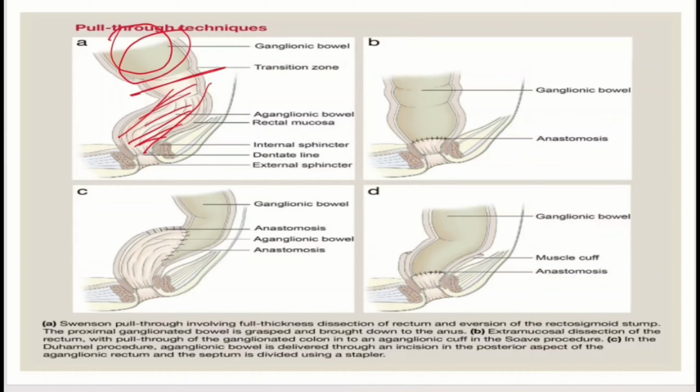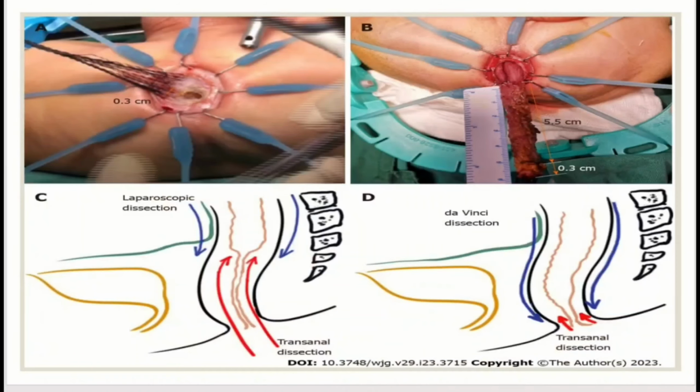Picture, those are the Schwab's procedures. The last one, you can see there is a muscle cuff around the ganglionic bowel loop, as I have already mentioned in the previous slides.